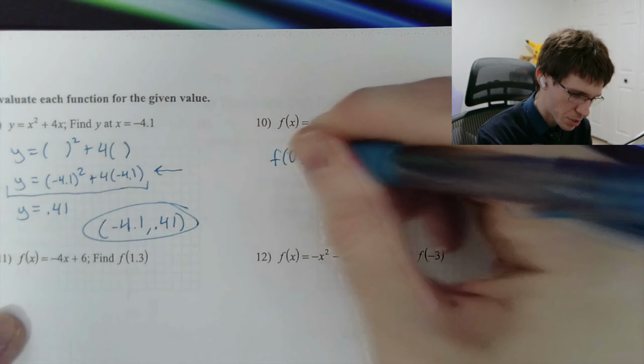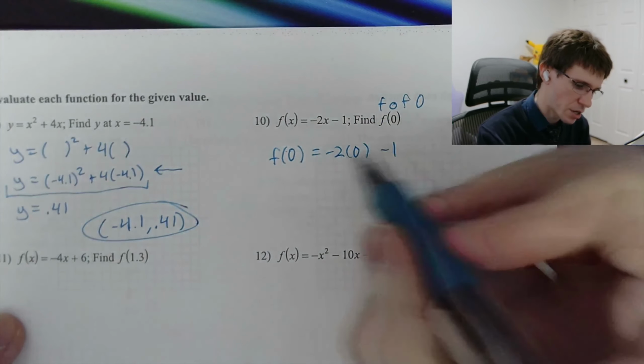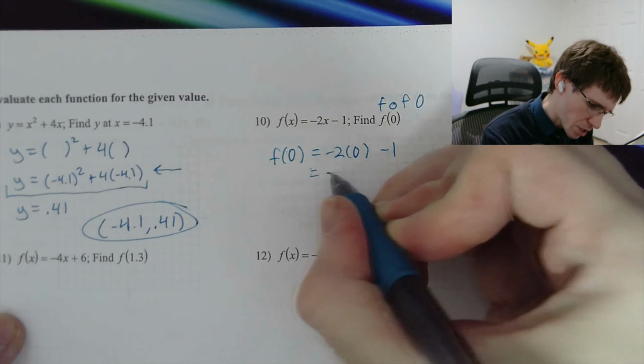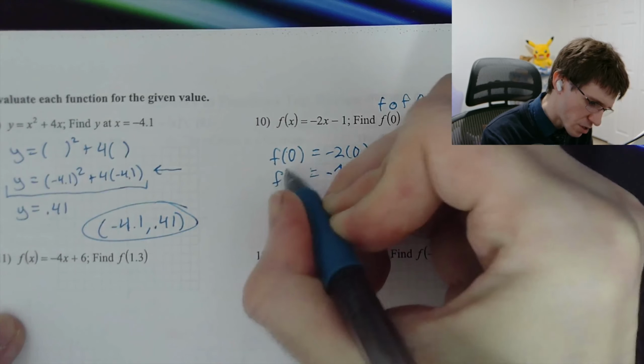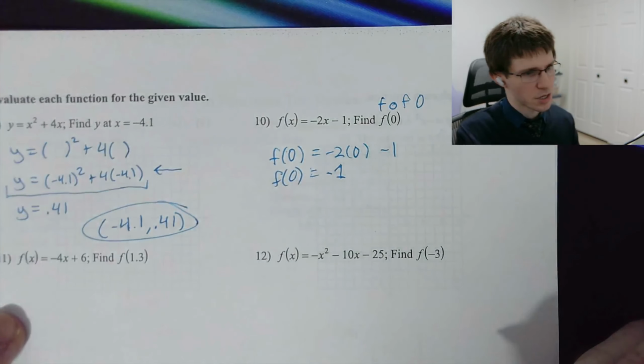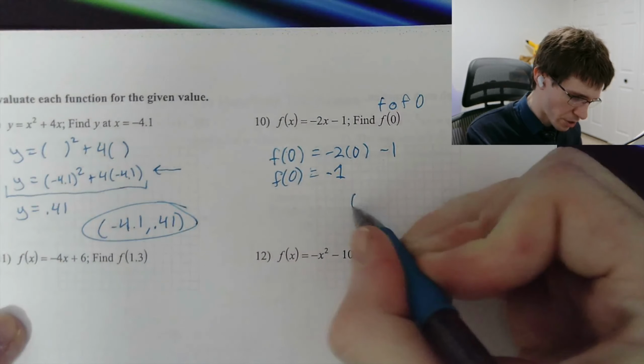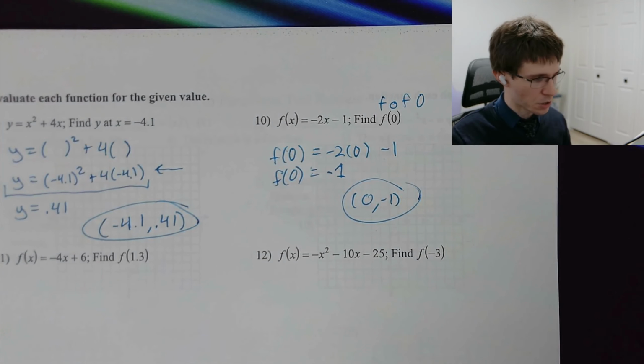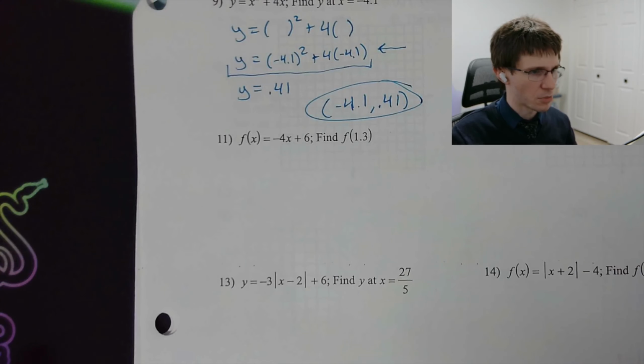You're plugging in the number 0 right here. And -2 times 0 is 0. So this one we don't really need a calculator for. This one we can definitely do in our head. So we get our y value is -1, or in other words, we have 0, -1 as our final answer. Let's keep on moving on to question number 11.